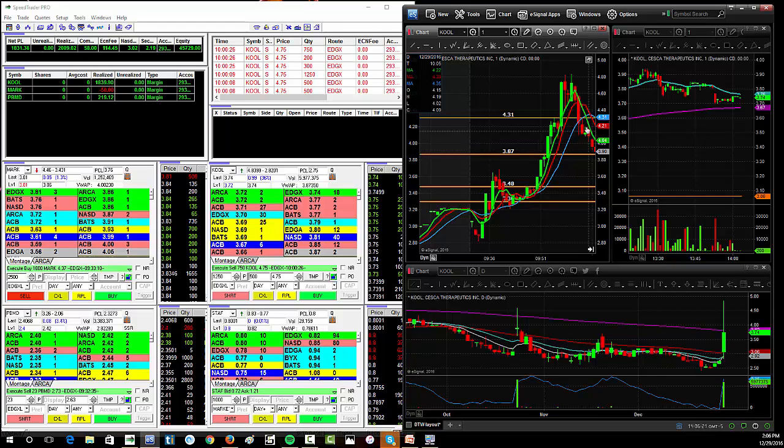All right. So, anyways, I hope this has been helpful and that you guys will now know what the alligator indicator is and how it works.